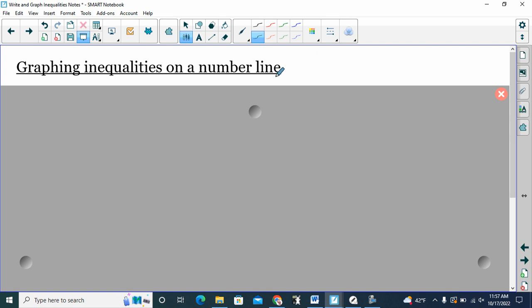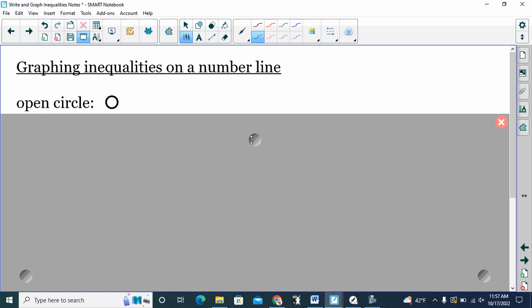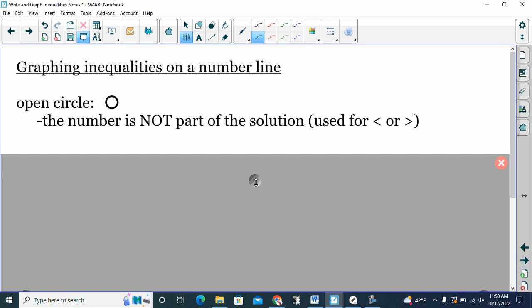When we graph inequalities on a number line, sometimes we will use what is called an open circle, and sometimes we will use a closed circle. An open circle, that's just a circle that is not shaded in. And we use an open circle if the number itself is not part of the solution. So open circle means that that number is not colored in, it's not part of the solution, which means we use it if we don't have the or equal to part of the inequality. We only use it for the less than or the greater than.